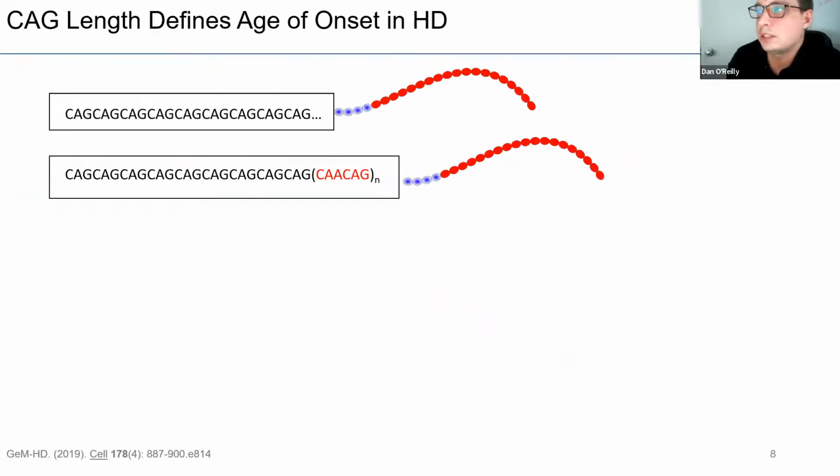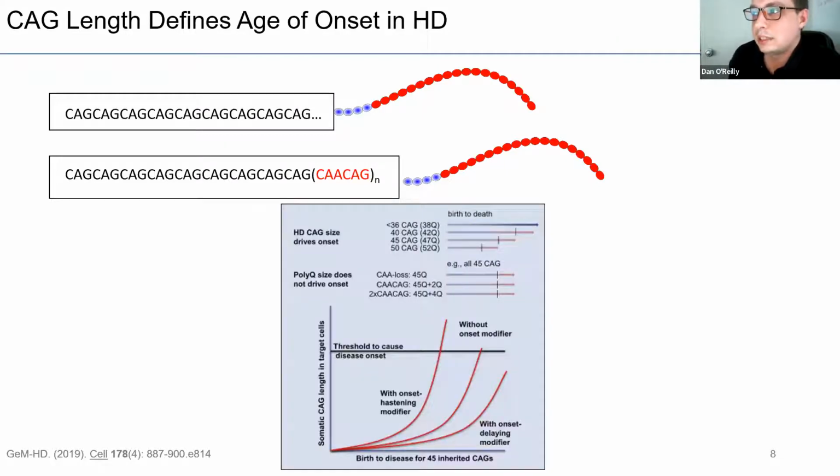A recent genome-wide association study found that the number of CAG repeats that you're born with defines your age of onset, i.e. someone who has 40 repeats will have a later age of onset than someone who has 50 repeats, for example. They also linked something called somatic expansion to this process, where you may start out with 40 repeats, but over time that number increases in different regions, in different neurons of the brain, and that is what drives disease progression.